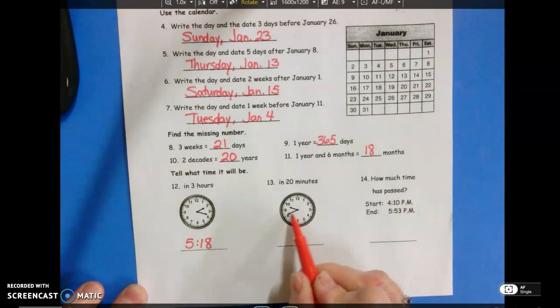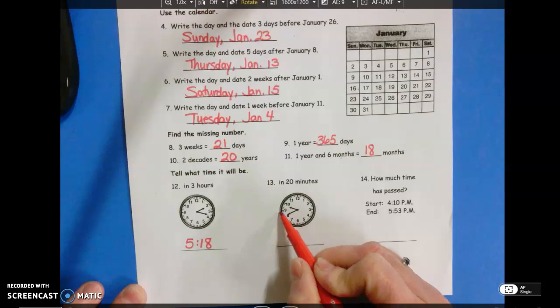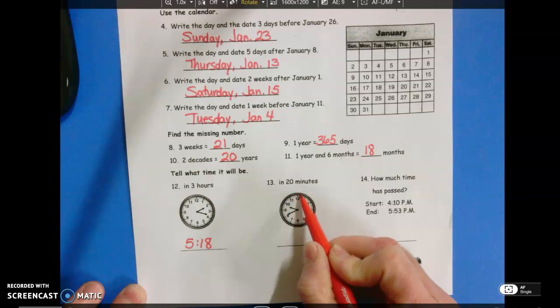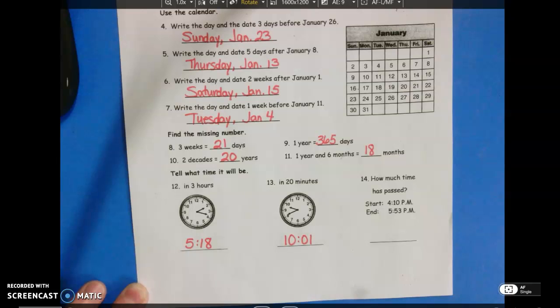But look, the big hand is not exactly on the 8. This clock shows 9:41. So if I'm going to go 20 minutes, I'm imagining going 1 tick past the 8 and counting by 5s. 1 tick past every number. 5, 10, 15, 20. Oh, I would get up to the 10 o'clock hour and 1 minute over. So it is 10:01.